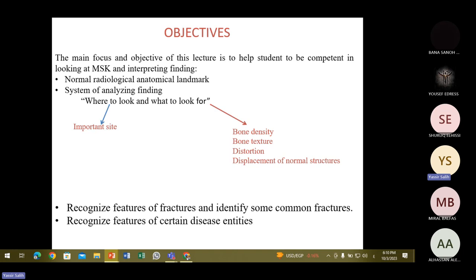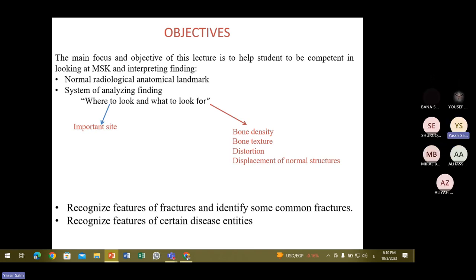To analyze the MSK image, for example, if you have a lower limb radiograph, we have to be systematic to assess the image, and you have to put a plan to identify the abnormality. So first, if there is any bone abnormality, you have to know the site. Where is this abnormality? Is it in the epiphysis, metaphysis or diaphysis? And is it in the proximal or distal part of the bone?